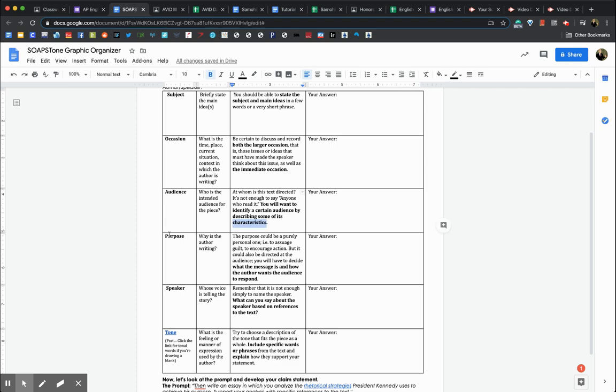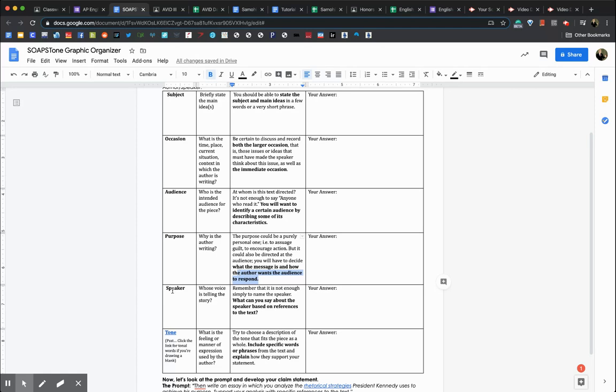Okay, purpose. Why is the author writing this? The purpose should be a purely personal one, to assuage, someone tell me how to pronounce that word, guilt, to encourage action, but it could also be directed at the audience. You've got to decide what the message is and how the author wants the audience to respond. I like the wording of this, how the author wants the audience to respond. I think that is a good question to ask yourself as you're reading through it.